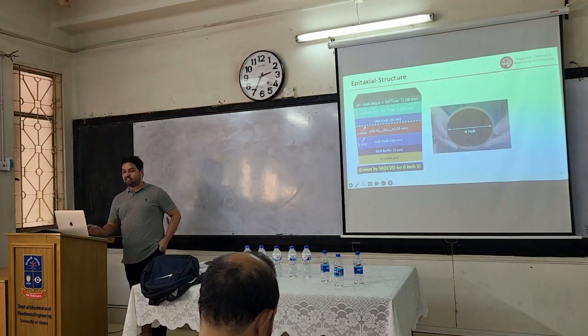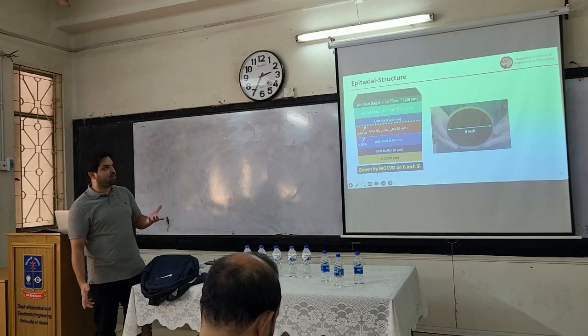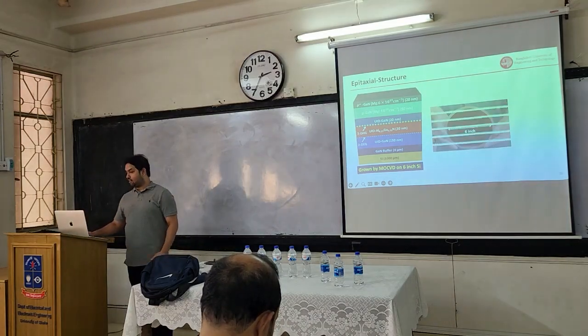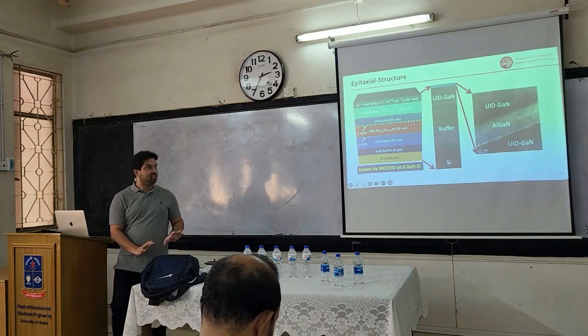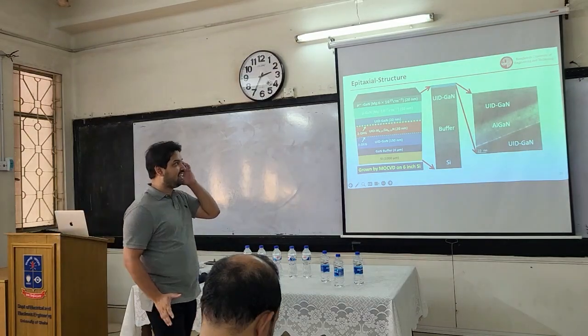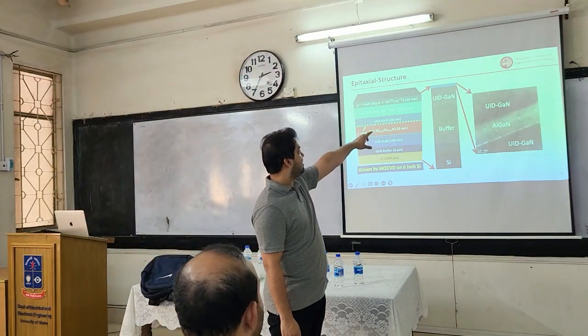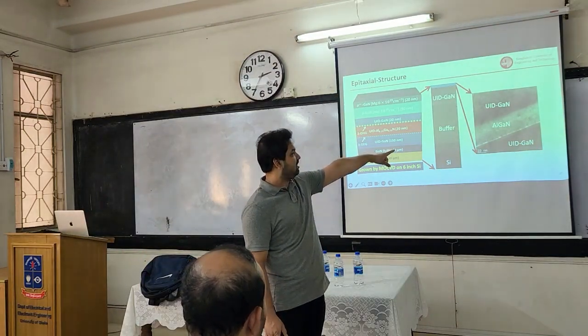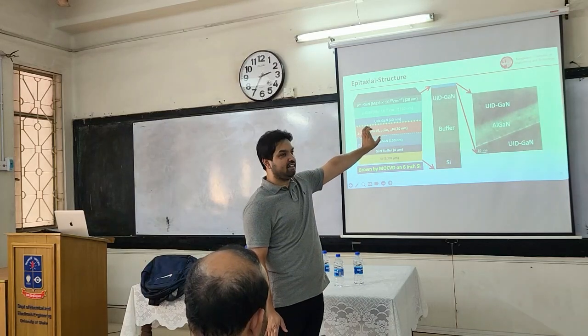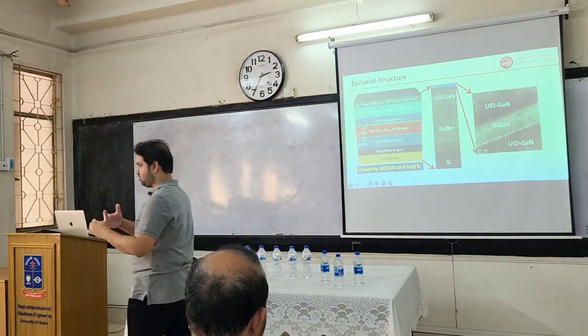Okay, so this is a 6-inch wafer, and before we process it we need to make sure it really has the AlGaN and GaN. You can see that at the top you have this GaN and AlGaN interface. So you have these two interfaces here.